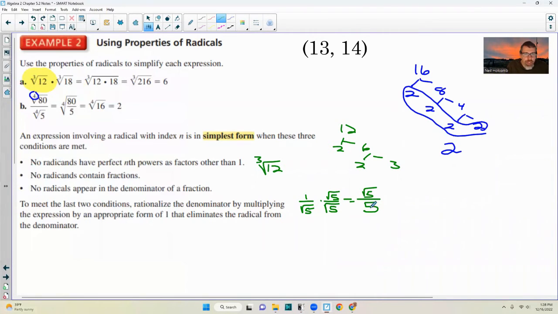Okay, so do not leave answers with a radical in the denominator. To meet the last two conditions, rationalize the denominator, that's what it's called, by multiplying the expression by an appropriate form of 1, root 5 over root 5. That eliminates the radical from the denominator. So that's what I just showed you.